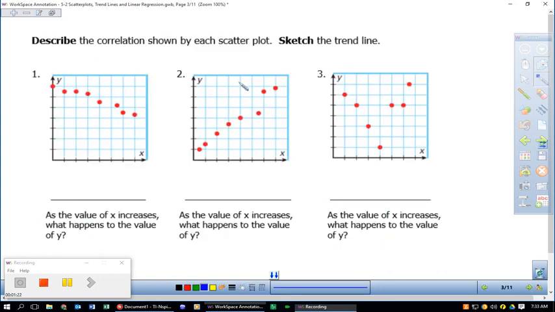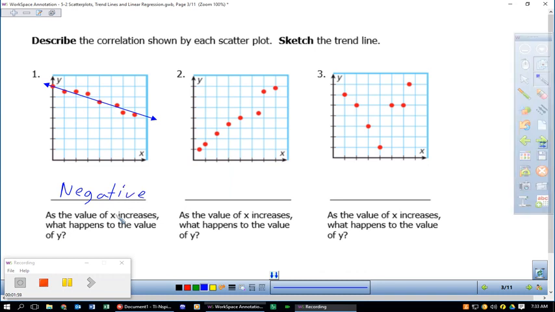Describe the correlation for each, and then sketch the trend line. First off, I would say this is a negative correlation. As you go left to right, it's tending to go down. Now you can draw the trend line, which is a line that's going to go between all of those, and hopefully it is close to all of them, so something like that would work. Now that has a negative slope. It tends to go down, so it is a negative correlation.